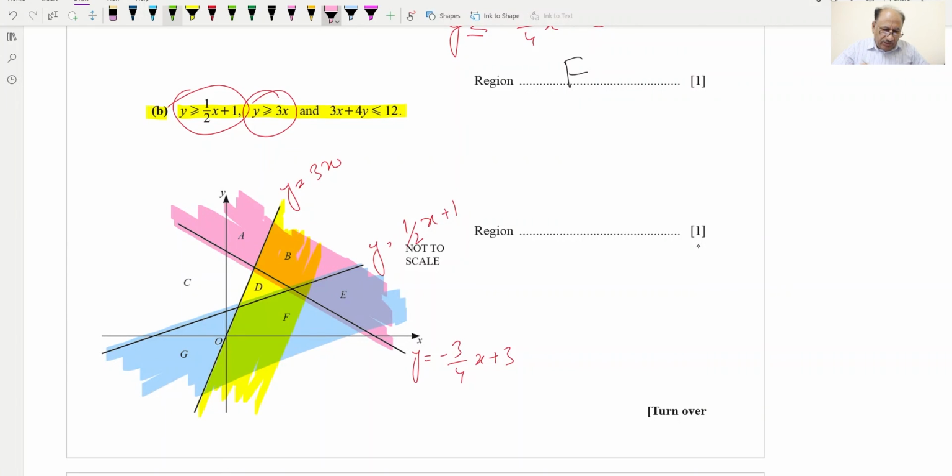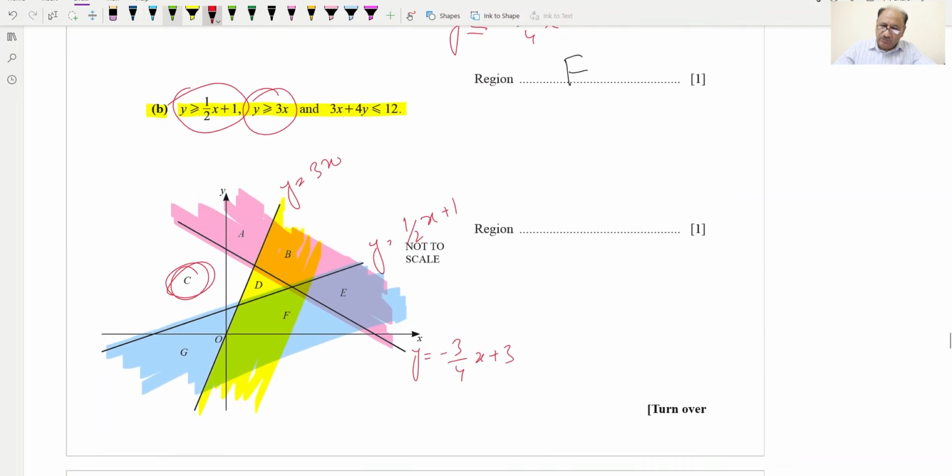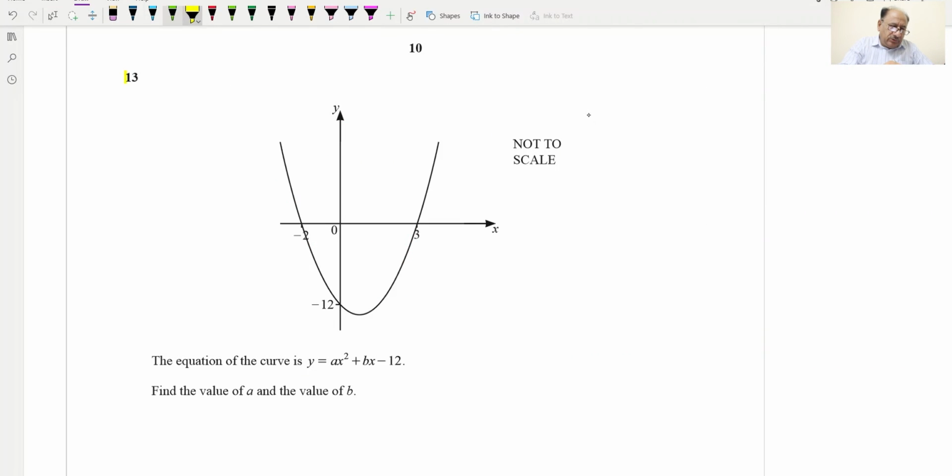So the remaining portion is what? The remaining portion is this, C. Hopefully you understood. I've tried my best to explain as much as we can. So the answer will be C for this one. Hopefully you understand this.